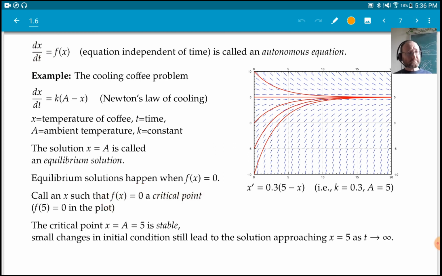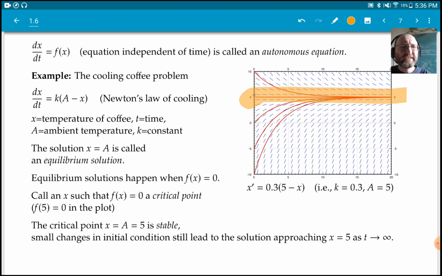Now, a critical point such as this one, in this particular case, is said to be stable because if I start at 5, if I stay at 5, that's great. But if I now perturb, like if I hit the initial condition a little bit, because there's always some error. Nothing is ever precise. Everything is always within some range.